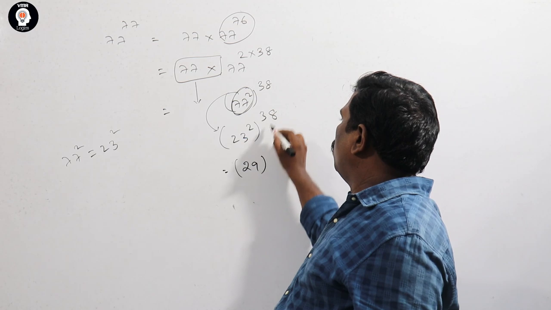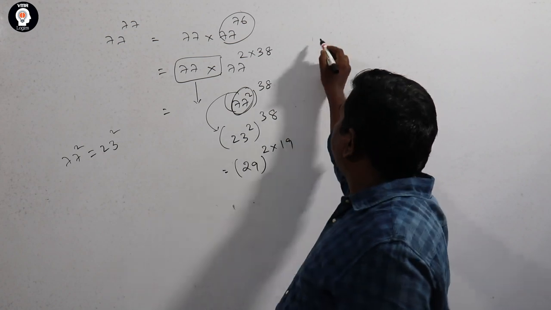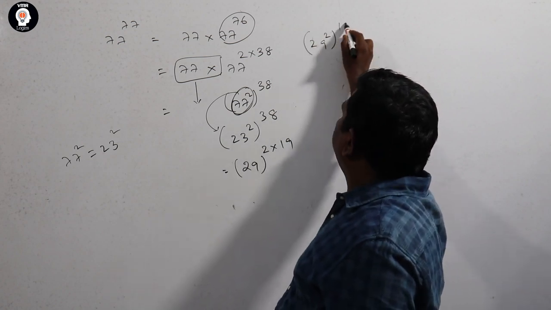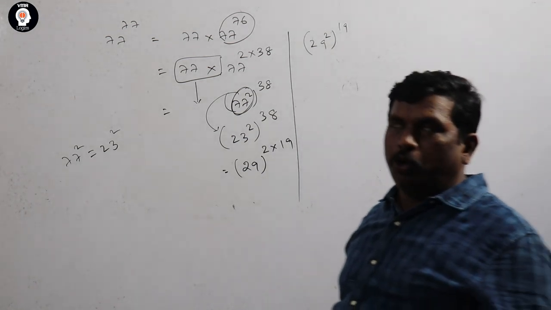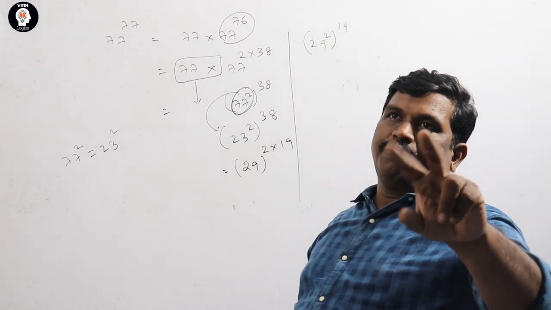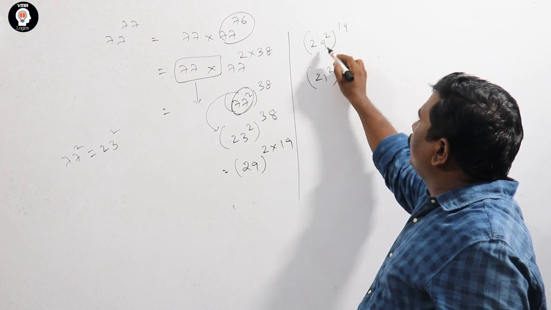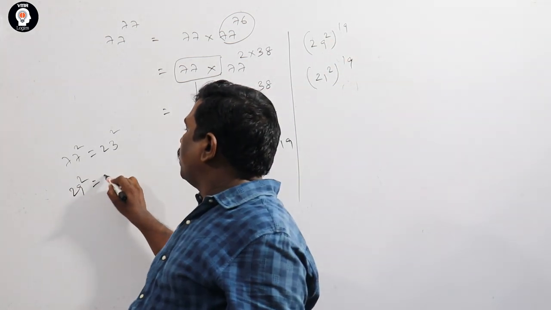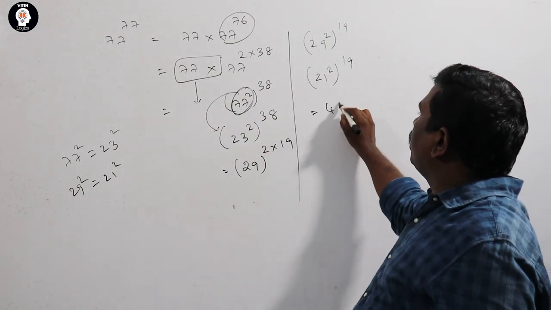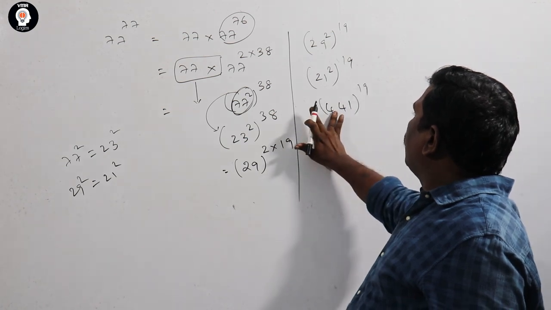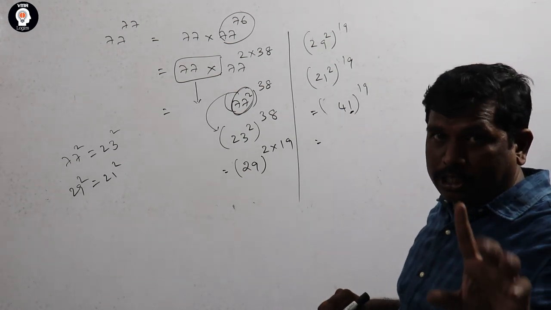529 whole power 38, I write as 2 into 19, so 29 square whole power 19. 29 square directly I don't know, so using x square and 50 minus x square, 50 minus 29 is 21, so 21 square whole power 19. The last two digits of 29 square and 21 square are the same. 21 square is 441. Last two digits are enough: 41, ending with 1.